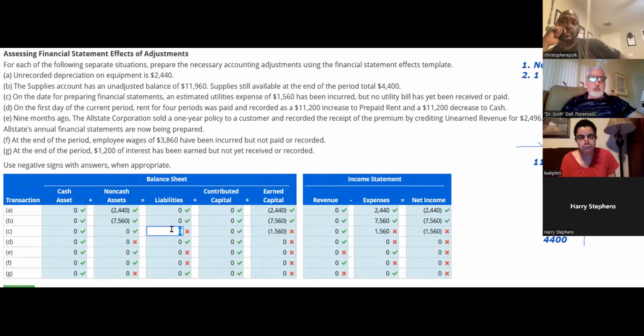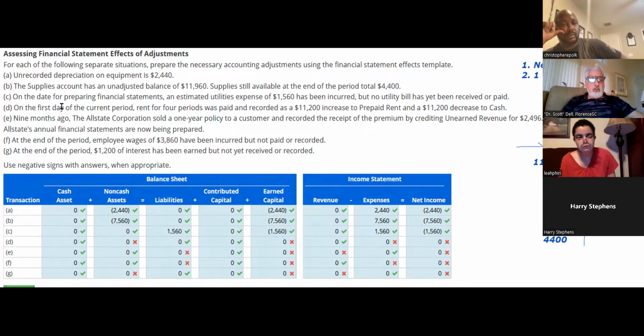Now it's saying liabilities. Which liability am I affecting here? Well, you're liable to pay that bill of 1,560. That's an obligation. It's a payable, right? So it's either accounts payable or utilities payable. Is it positive or negative? That is a positive. So I'm going to record 1,560. One liability going up, one earned capital going down. Am I in balance? I think so. Double check that. Ding, ding, ding. Good job.